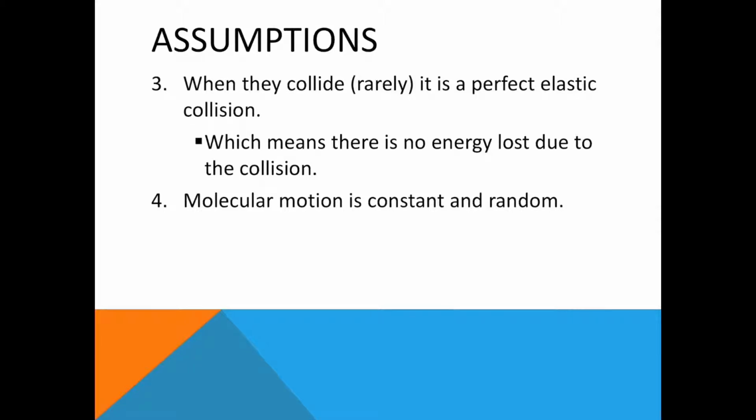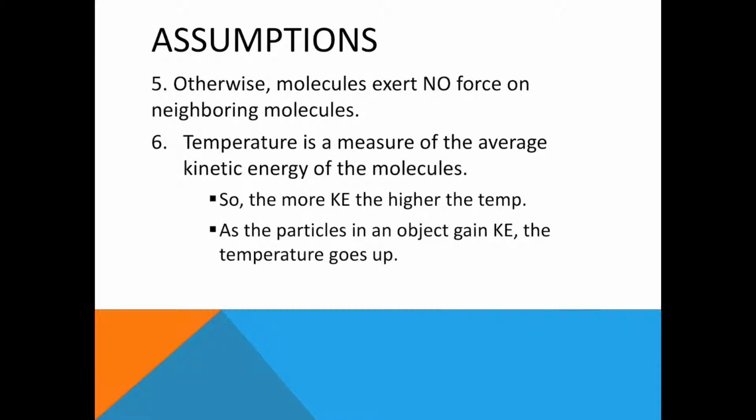Assumption number 4 is molecular motion is always constant and random. So there is no rhyme or reason to the way that they move or why they move. They're always moving, and they're always moving in a random motion. Assumption number 5. Other molecules exert no force on their neighboring molecules. So they don't affect the molecules that are next to them in any way.